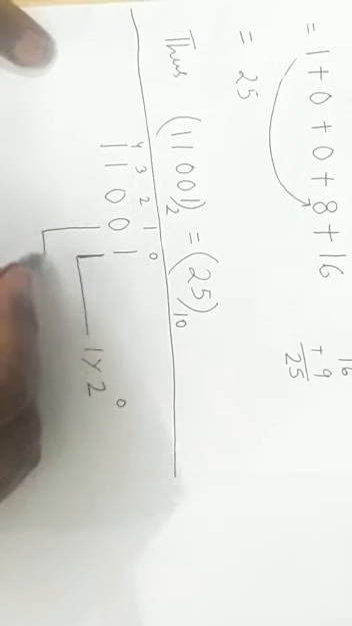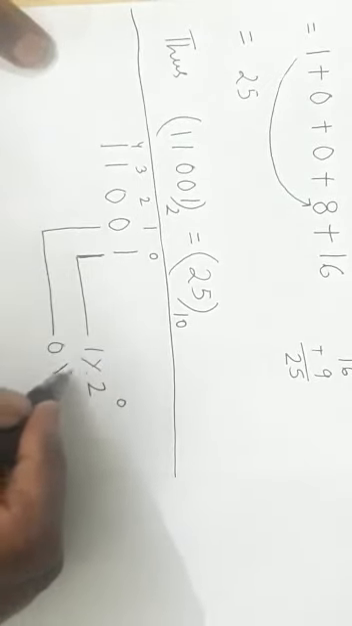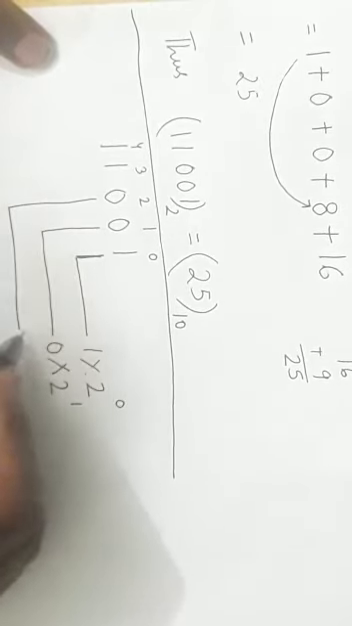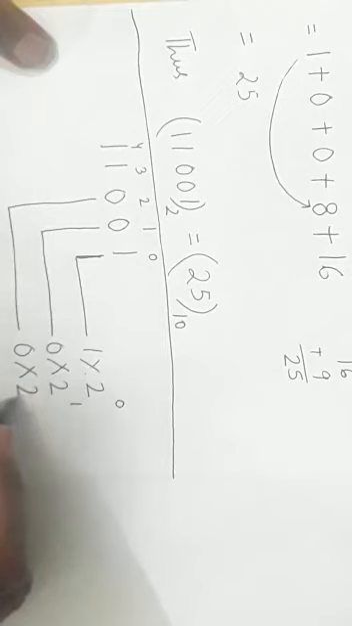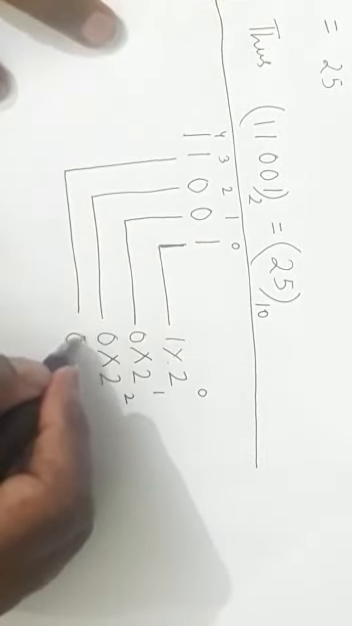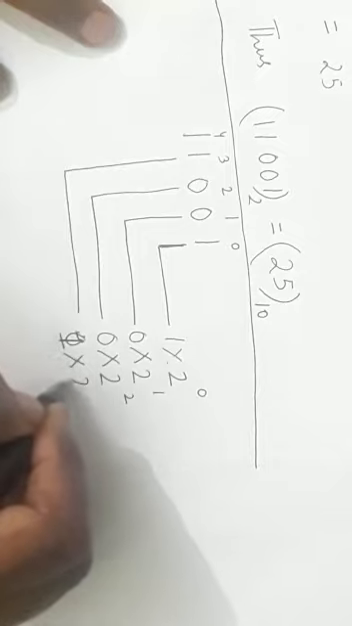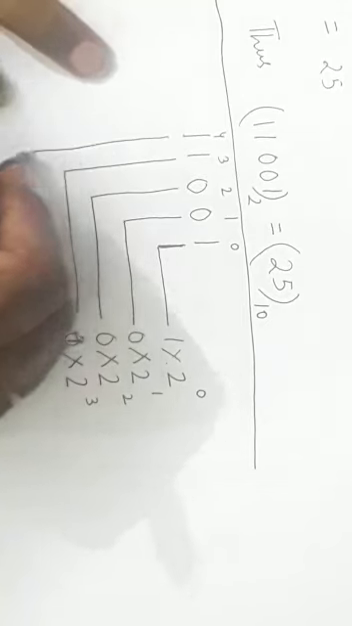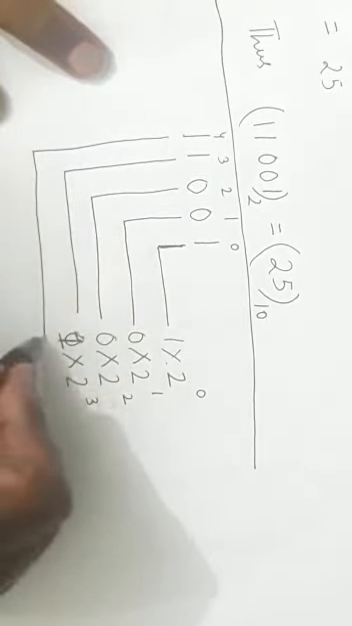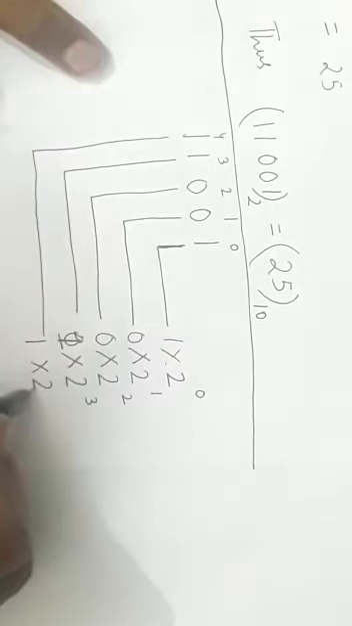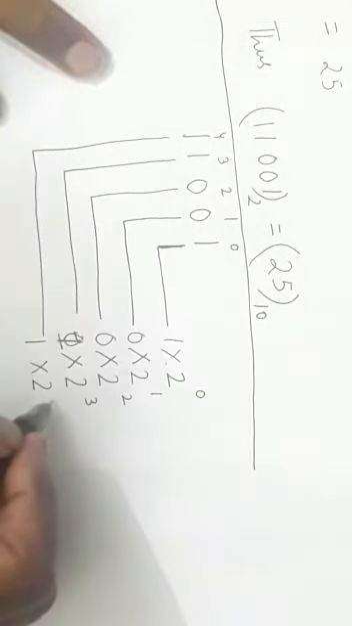Then 0 into 2 power 1. Then 0 into 2 power 2. Then 1 into 2 power 3, as you see here. Then 1, which is a binary digit, multiplied with the base number 2 and the power is 4.